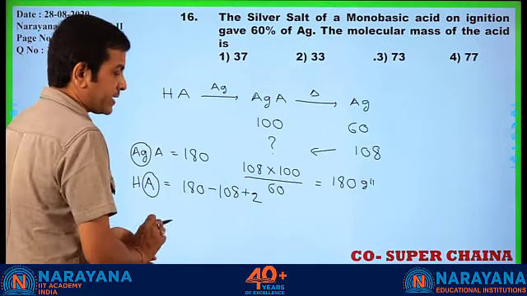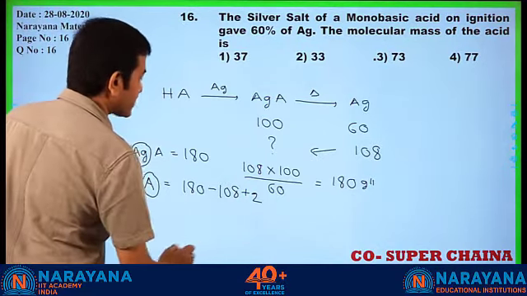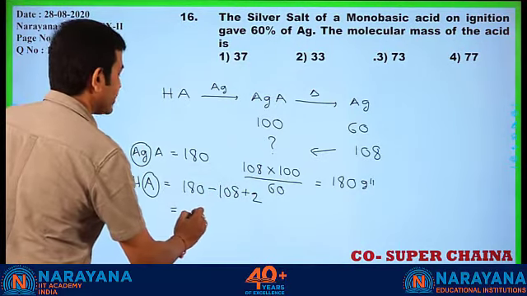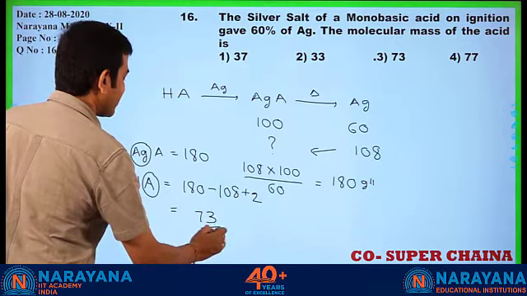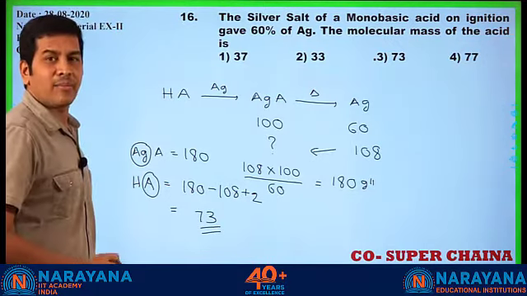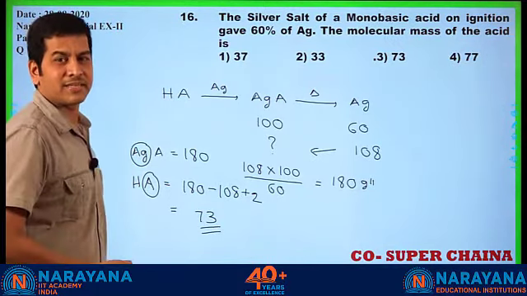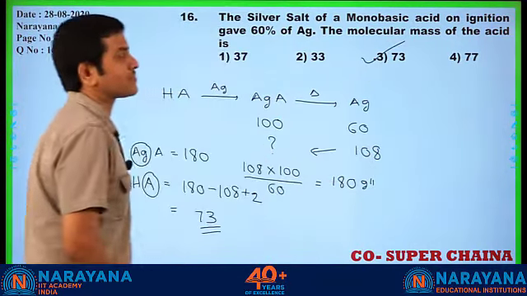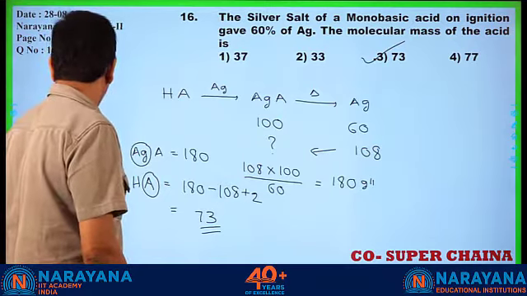So 180 plus 1 minus 108 is 73. 73 is the gram molecular weight of that monobasic acid. Then option 3 is correct. Next question.